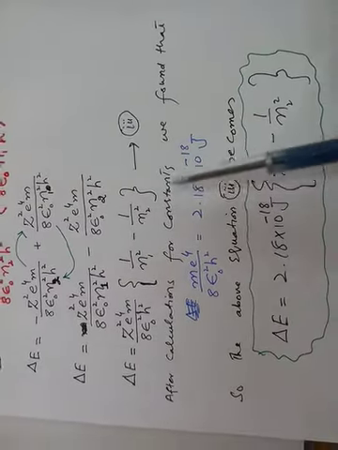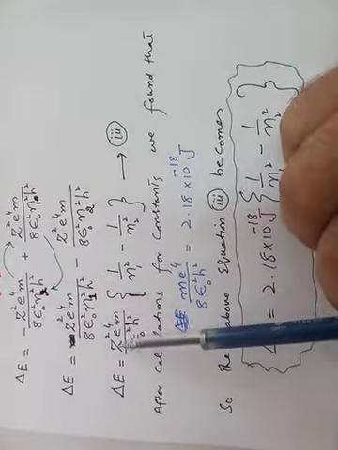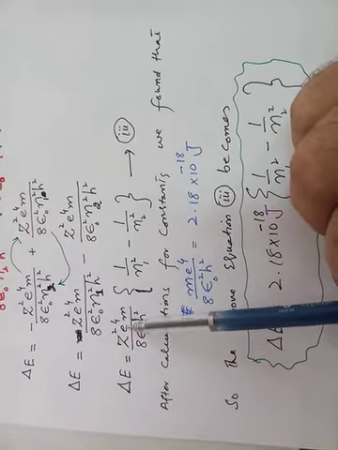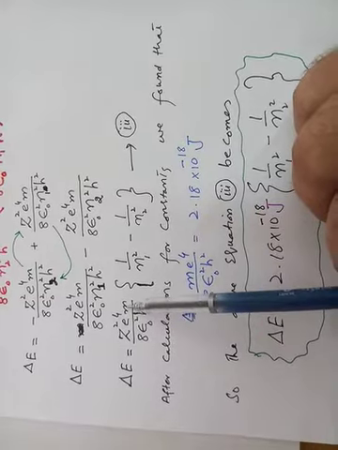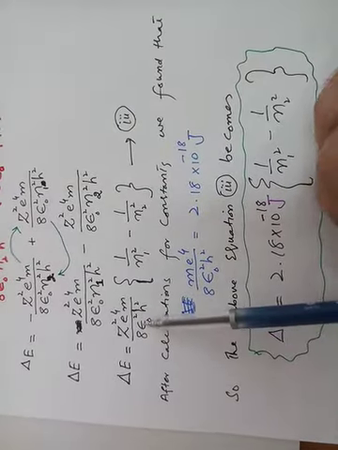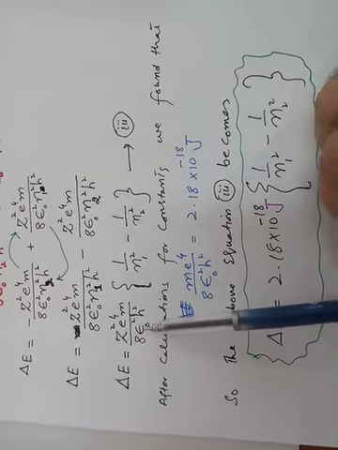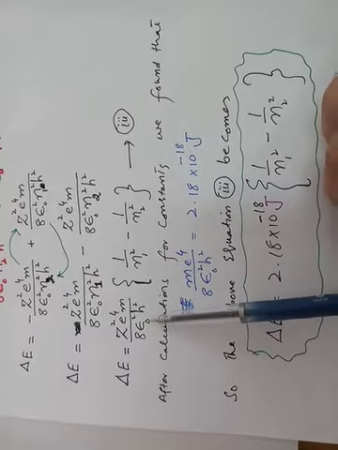Now we know that Z is the atomic number, e is the charge of an electron, m is the mass of the electron, 8 is a constant, and epsilon naught has its own value, which is the permittivity of free space.